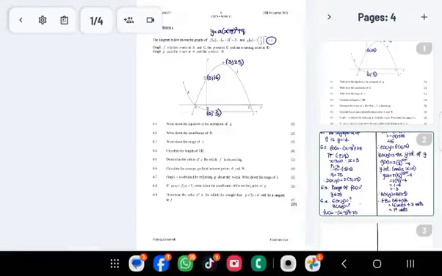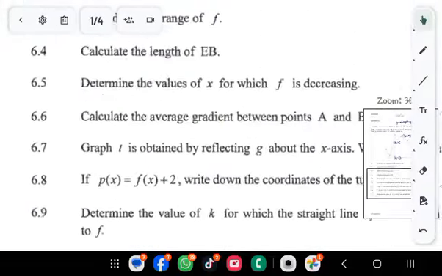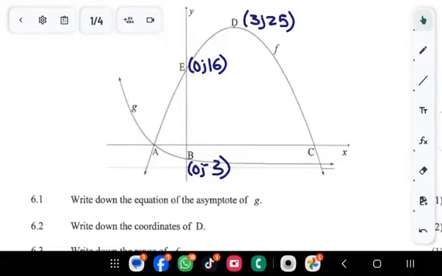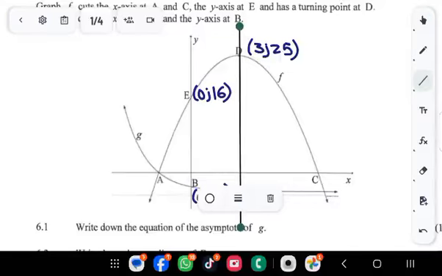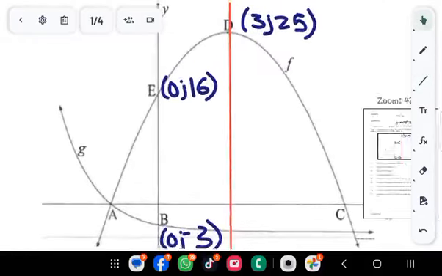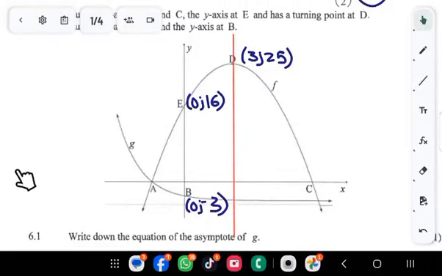Next is 6.5. Determine the value of x for which f is decreasing. Here we've got the turning point. That's where it is at its maximum, where it's neither increasing nor decreasing. That's why it's called a turning point. Notice that as you go from negative infinity to the right, that's how you determine whether a function is increasing or not. If your function goes up, it is increasing, but if it goes down as you go from left to right, then your function is decreasing.